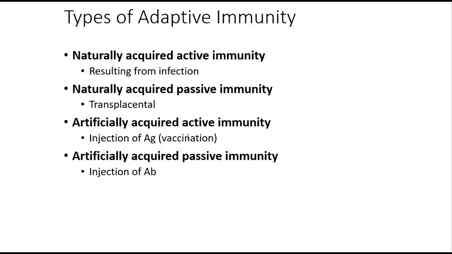And then, of course, artificially acquired passive immunity would be where you got an antibody injected into you from somebody else that can make it, or an animal that's making it for us.